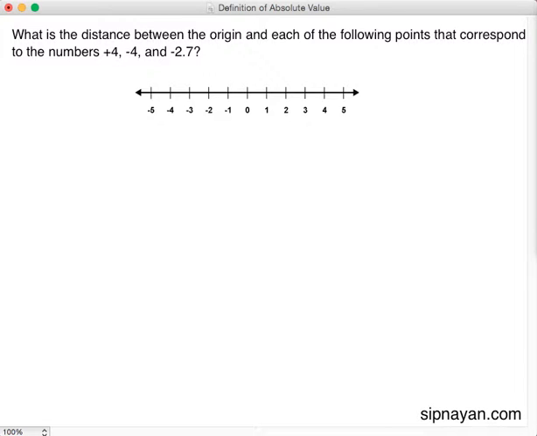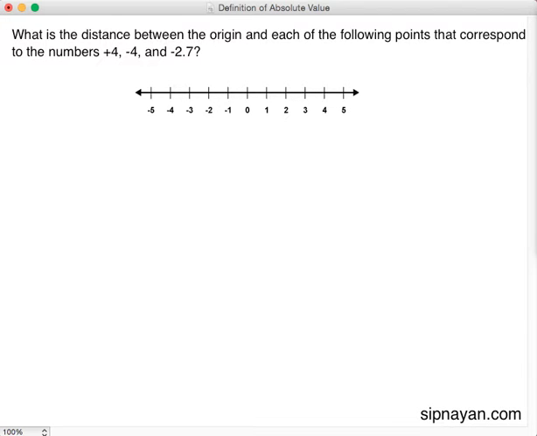And before we do that, let's solve the problem na nakita niyo sa screen niyo. What is the distance between the origin and each of the following points that correspond to the numbers positive 4, negative 4, and negative 2.7?